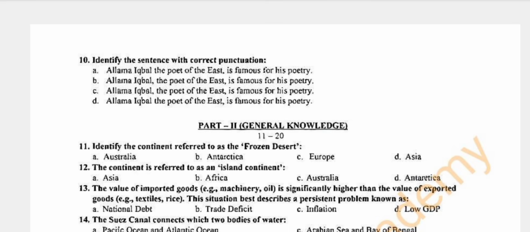Question number 10, identify the sentence with the correct punctuation. And the correct answer is D. Allama Iqbal, the poet of the East, is famous for his poetry.